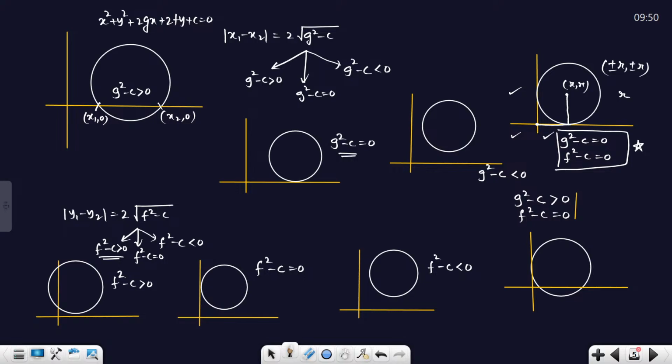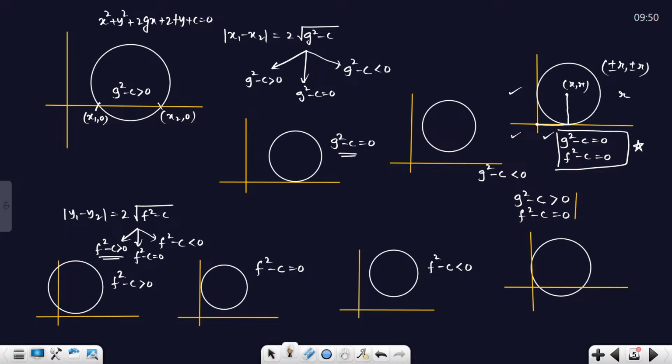Simply remember that the intercepted portion on the x-axis is 2 root over g square minus c. And on the y-axis is 2 root over f square minus c. And if g square minus c is greater than 0, it is intersecting the x-axis. If it is equal to 0, it is touching the x-axis. And if g square minus c is less than 0, it is neither touching nor intersecting the x-axis. Same thing with the y-intercept also. So simply remember this, and simply by permuting these 6 conditions, you will get different positions of the circle.